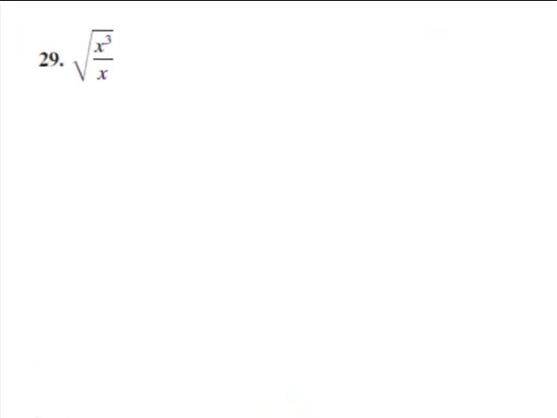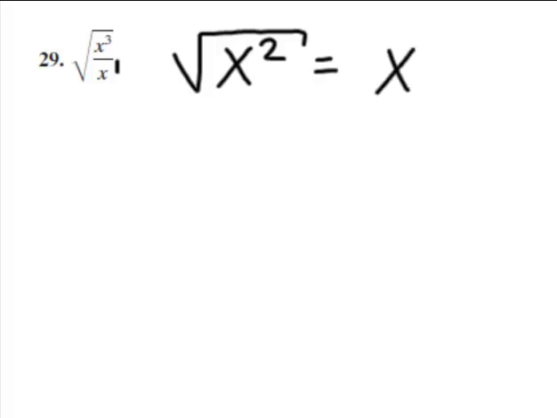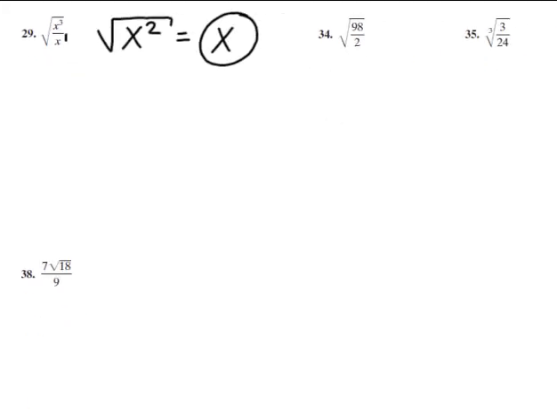So if we look at this first problem, I have x cubed divided by x. If you remember your exponent rules, we can just subtract those exponents, and we are left with the square root of x squared. And that means we get exactly x. Starts off with a fraction, but we get a nice simple x when we're done.